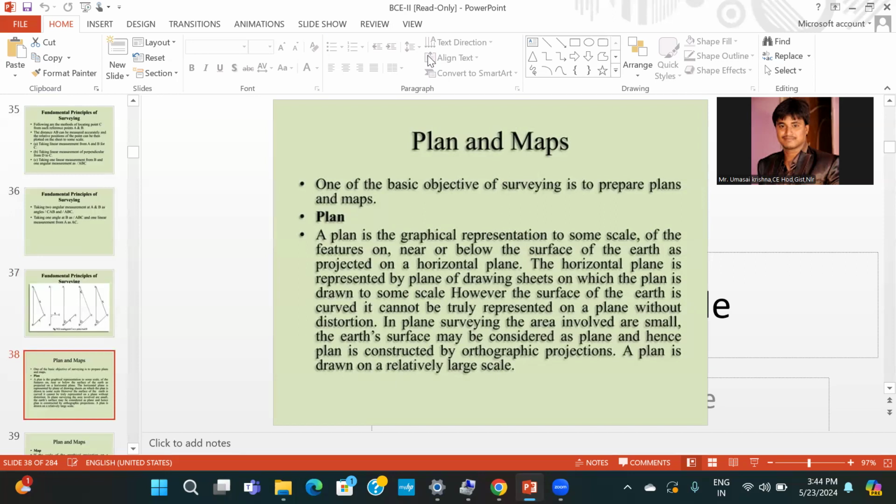So let us say, generally, a plan of a building. What does it indicate? It just shows the graphical representation of the features on the earth's surface, which is projected on a horizontal plane, that is, on paper. So it is a graphical representation of the building on paper. We will draw it by considering some scale. That is known as a plan. The horizontal plane is represented by the drawing sheet on which the plan is to be drawn with some scale.